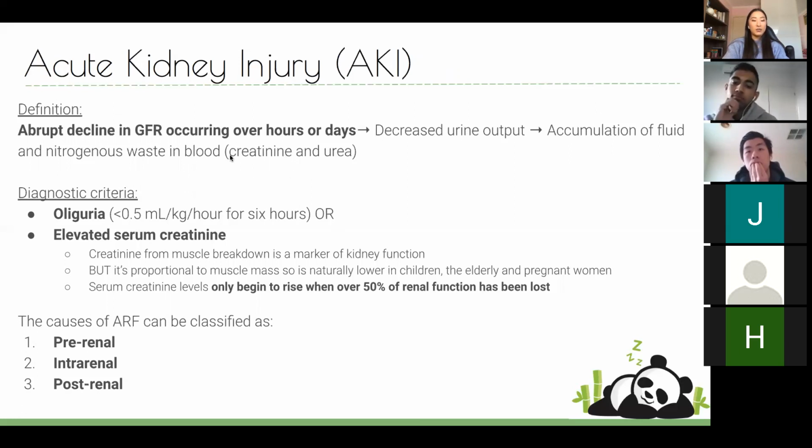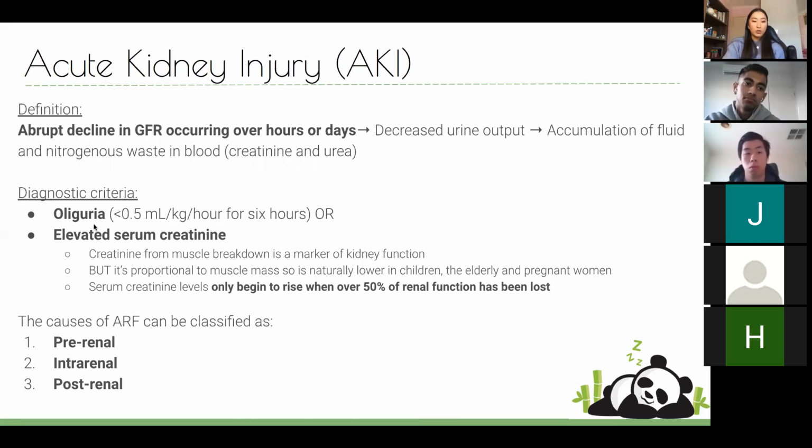The creatinine is important because that's what we check on a blood test to actually look for AKI. And urea is important because when you have accumulation of that, that's what causes the really bad symptoms of AKI, which we call uremia. So the diagnostic criteria is oliguria, which is this definition. I think you do actually have to know that number, unfortunately. But basically decreased urine output or elevated serum creatinine on a blood test.